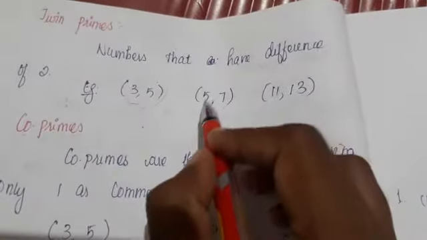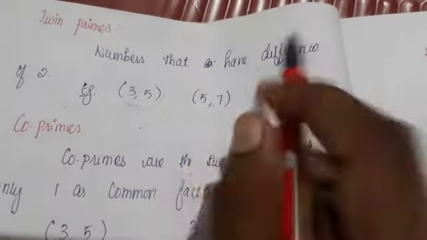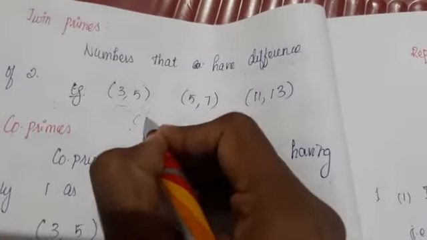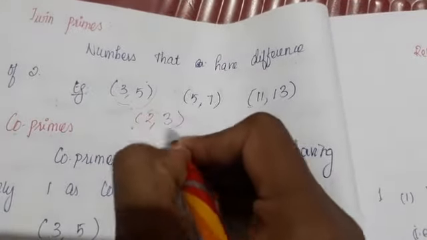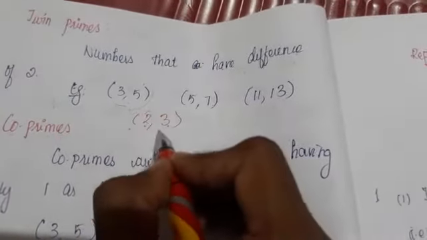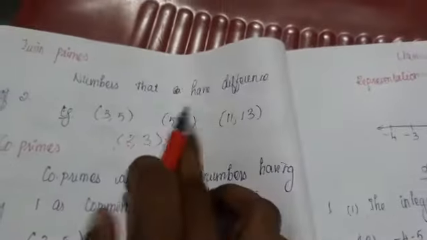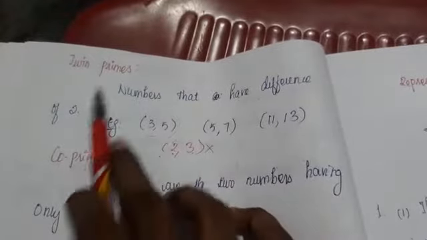Here you can also check 5 and 7: the difference is 2. But now check 2 and 3. Even though 2 and 3 are both prime numbers, the difference is 1, so it will not be a twin prime. Like that, primes that have a difference of 2 are twin primes.